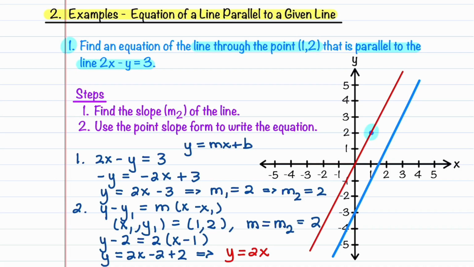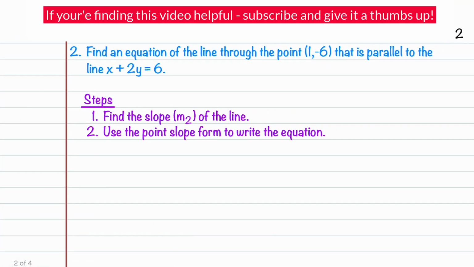And there's our line. Notice that our two lines are parallel and that they have the same slope. Let's now look at another example. You may want to pause the video and see if you can do this example on your own. This example is just like our previous example.